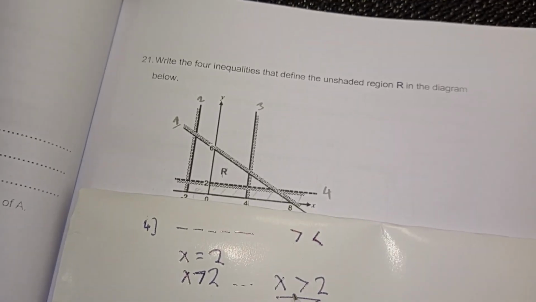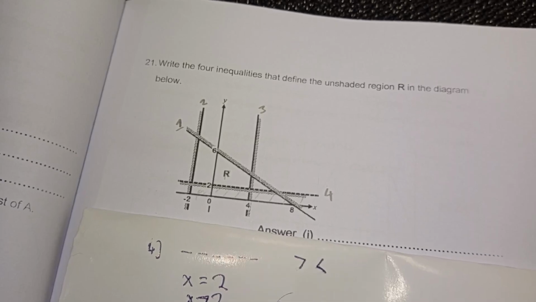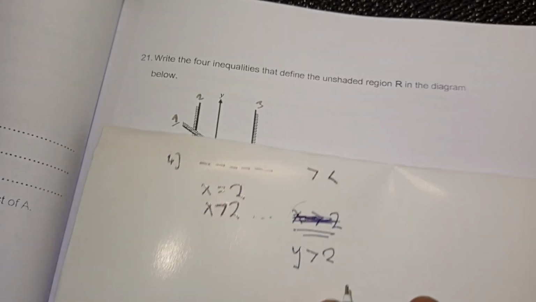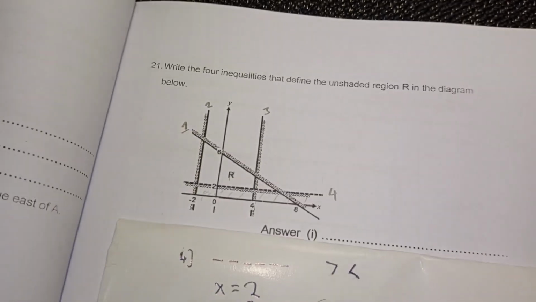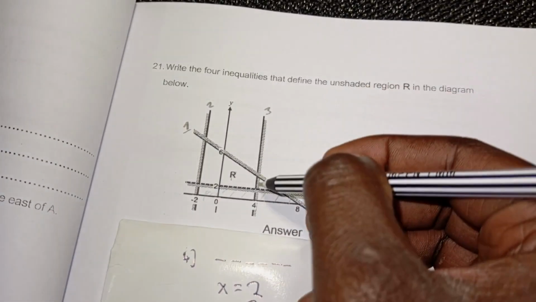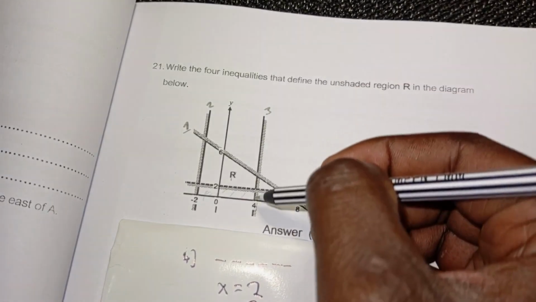Sorry, we made a mistake. This is supposed to be y, since it's cutting the y-axis. So it's supposed to be y is greater than 2, not x. So let's look at this one, which is passing here at x.